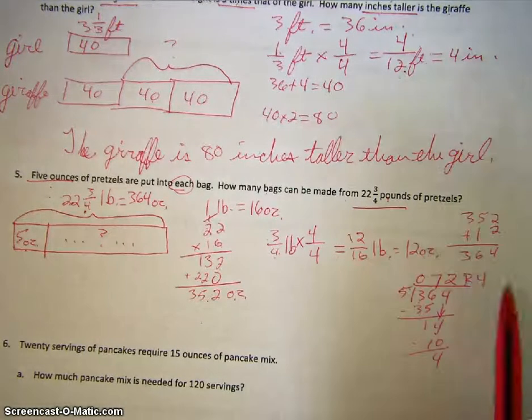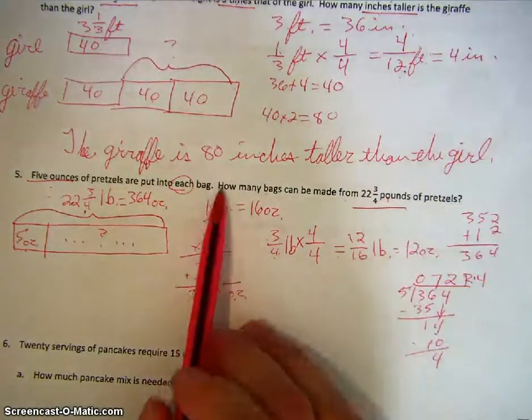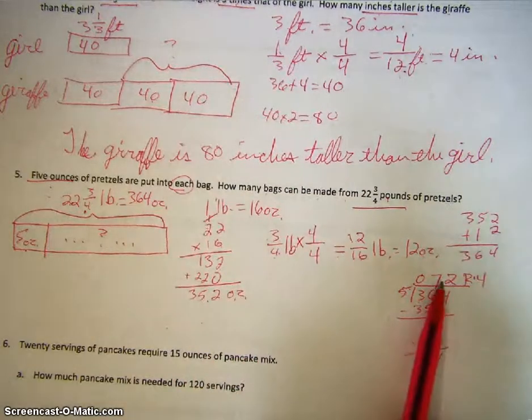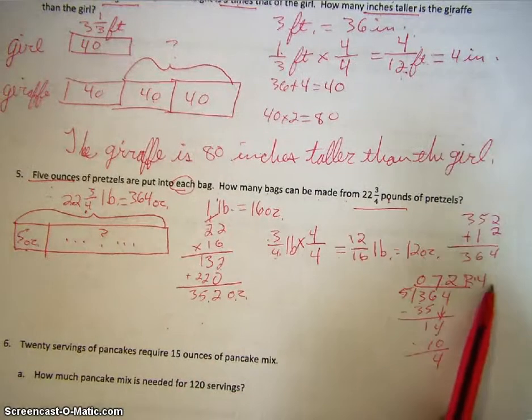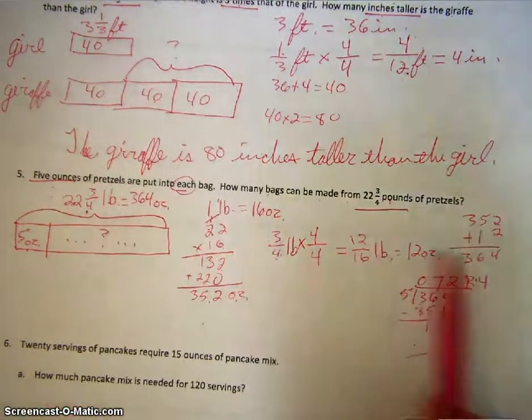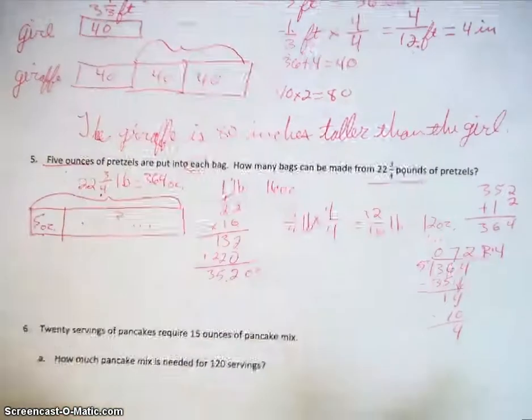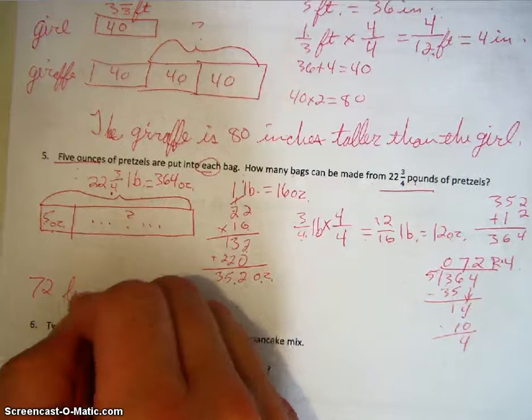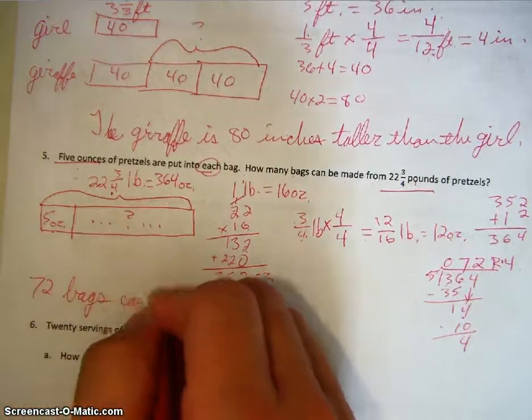So now let's think about what we're going to do with that remainder. Go back to the question. How many bags can be made? Well, we can only make 72 bags. We have 4 ounces left over. That's not enough to make another bag, so there's nothing we can do with that remainder. So our answer is simply 72. So 72 bags can be made.